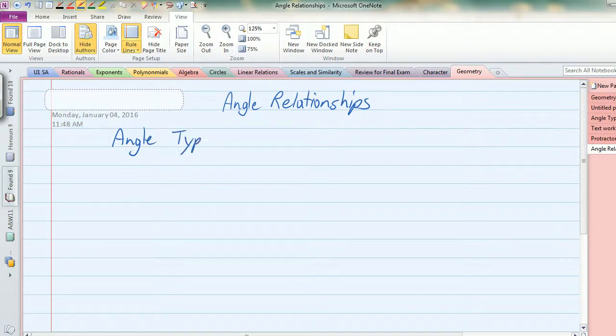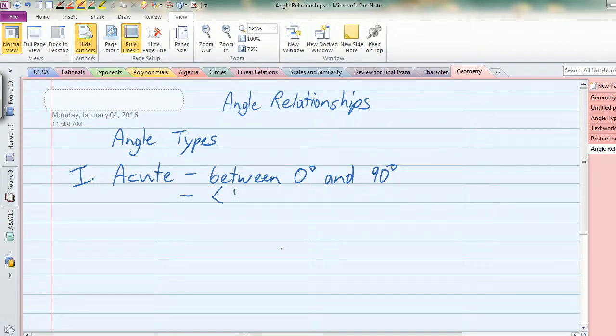So the first type, you've seen this stuff before. This is a review of stuff you've done back in middle school or even elementary school. Acute angles. Those are angles between 0 and 90 degrees. So usually you would just mark this with a less than 90 degrees. Okay, so we have the less than symbol, less than 90 degrees.